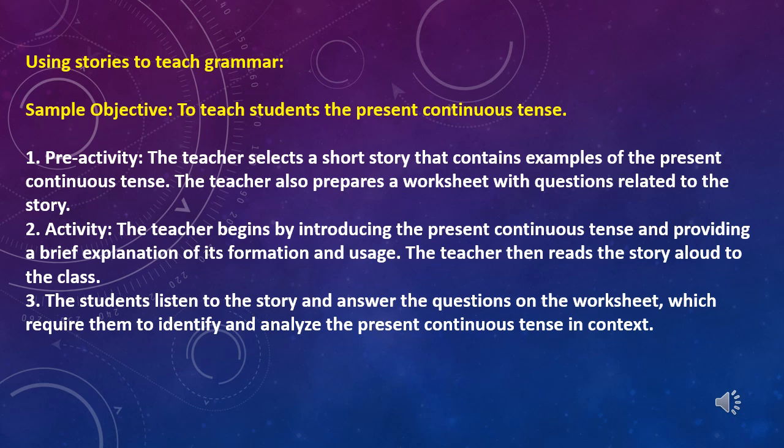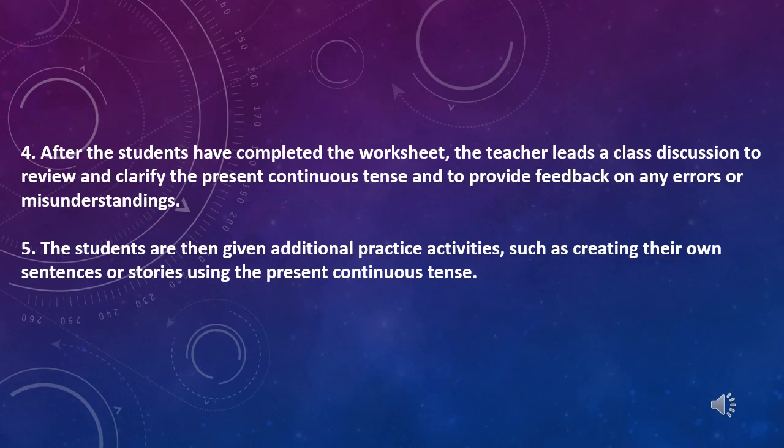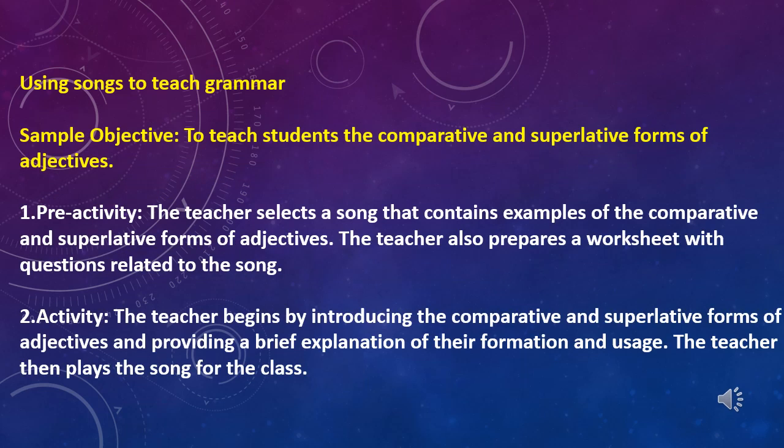3. The students listen to the story and answer the questions on the worksheet, which require them to identify and analyze the present continuous tense in context. 4. After the students have completed the worksheet, the teacher leads a class discussion to review and clarify the present continuous tense and to provide feedback on any errors or misunderstandings. 5. The students are then given additional practice activities, such as creating their own sentences or stories using the present continuous tense. Using songs to teach grammar.